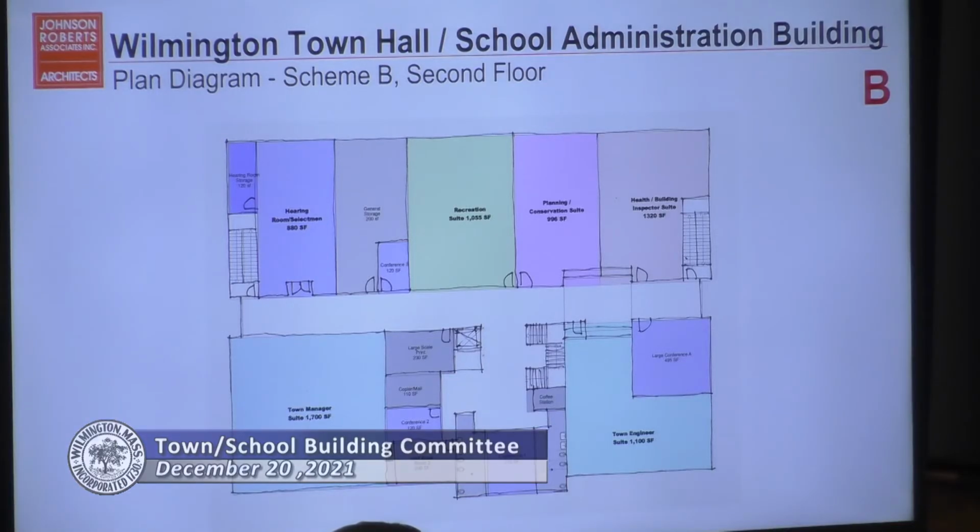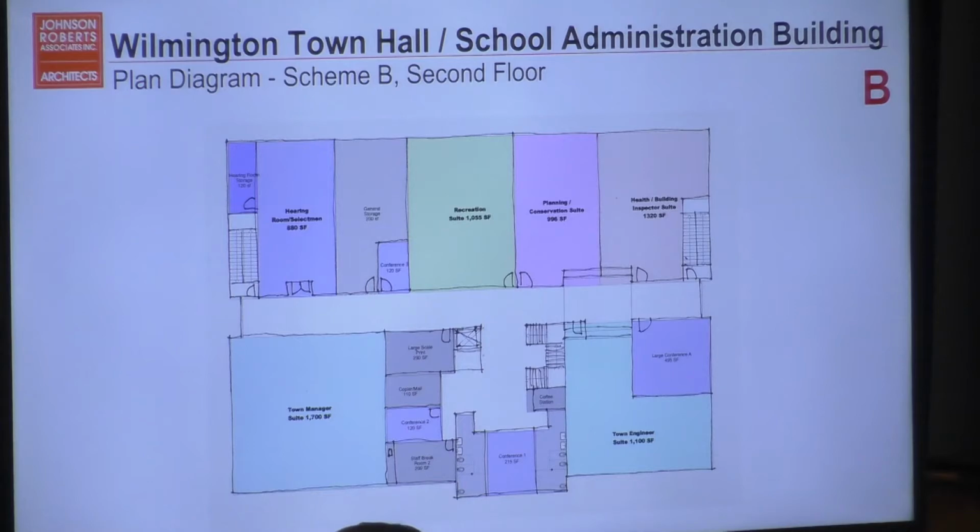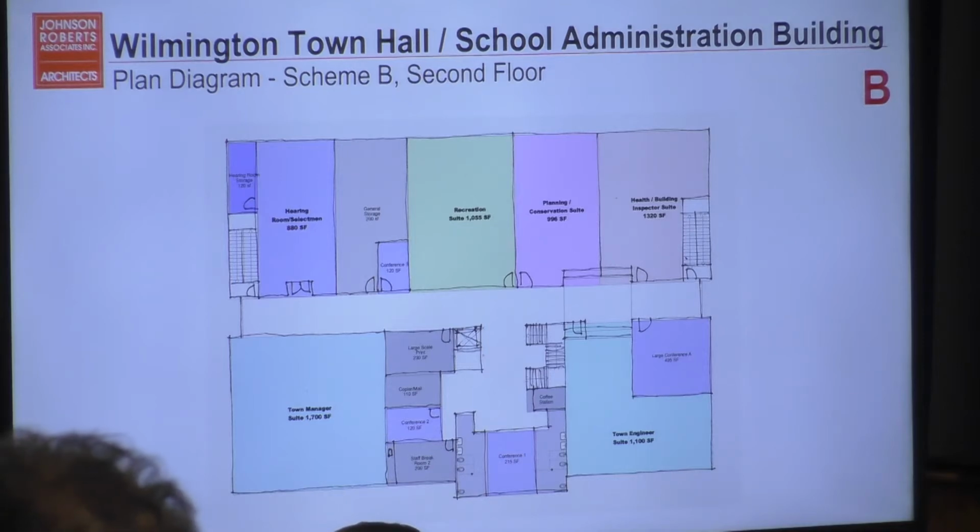If we go up a floor, we've got kind of a mixed space, again, central lobby space, hallway down the middle, and then we've got planning, health and building, town engineer kind of across from each other on the right-hand side. The large hearing or selectmen's meeting room is moved up onto this floor across from the town manager's office. And we've got the recreation department here and a couple of the office rooms and some storage spaces.